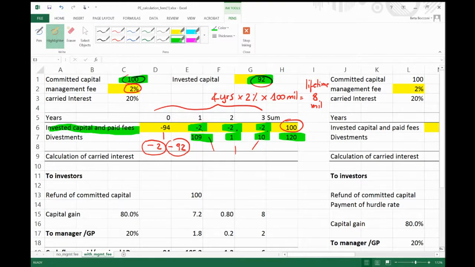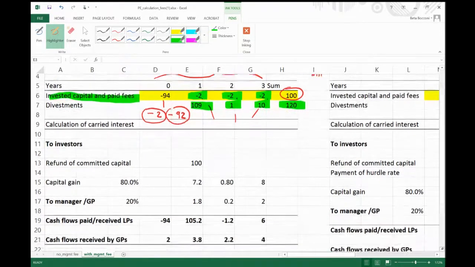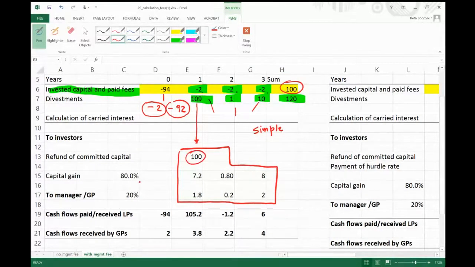If you want to calculate the time value of money for the investors, you must take into account all the components of cost. So assuming, for example, to return to the case of a simple carried interest, you already know this part because we have already commented it extensively. For example, in the first year with a liquidation value of 109, you pay back 100 million, and with a simple carry date, the 9 million capital gain is 80% paid to investors and 20% paid to the general partners. And the same will be true in year number 2 and in year number 3.